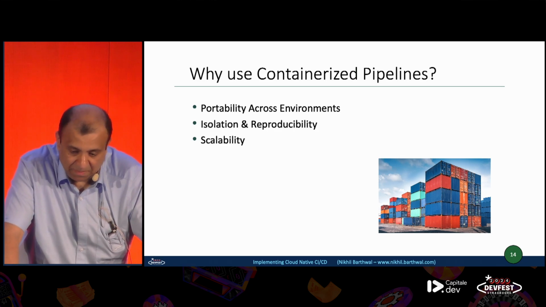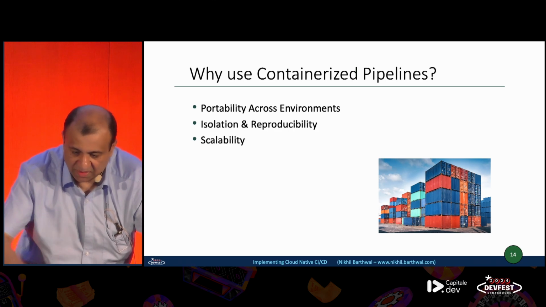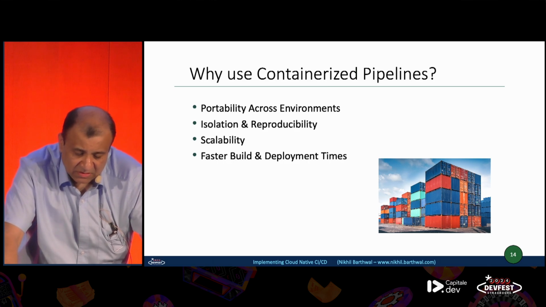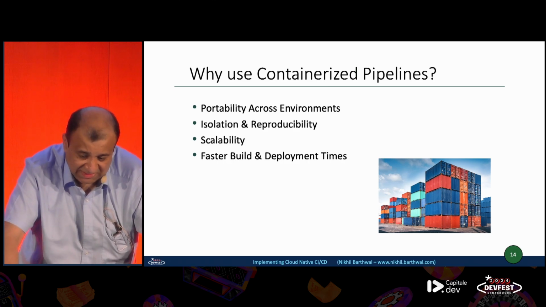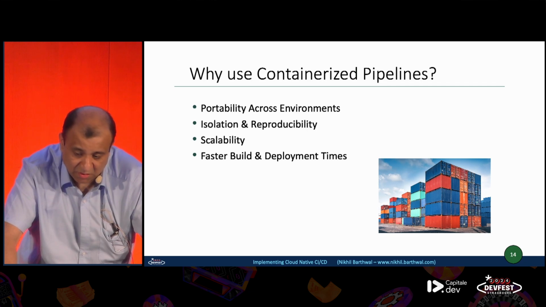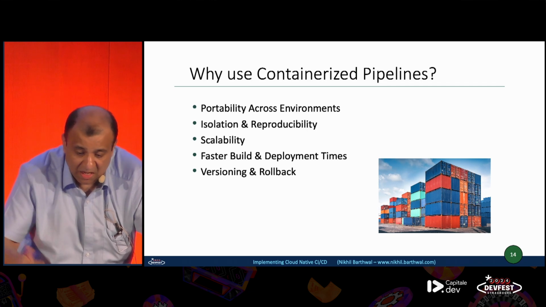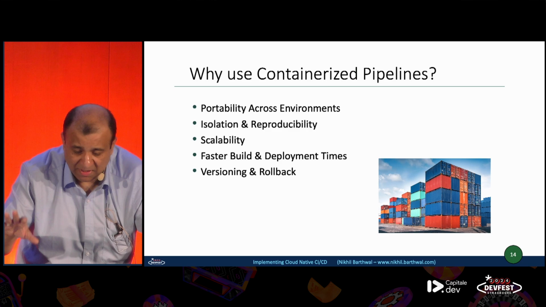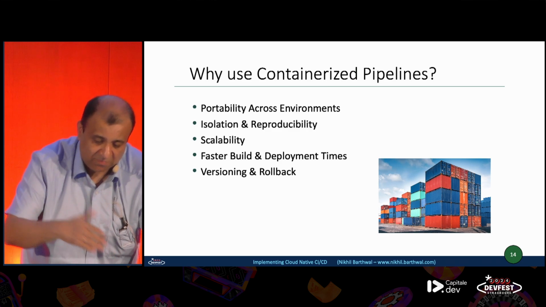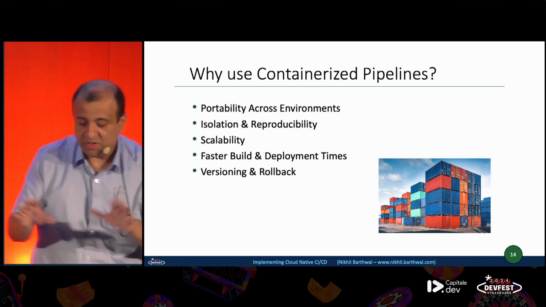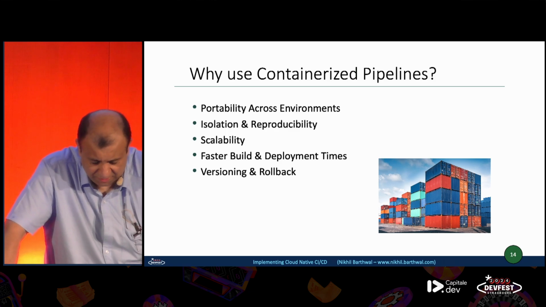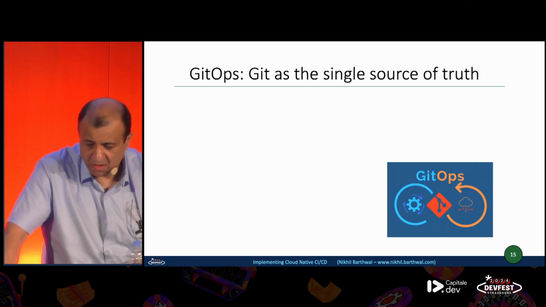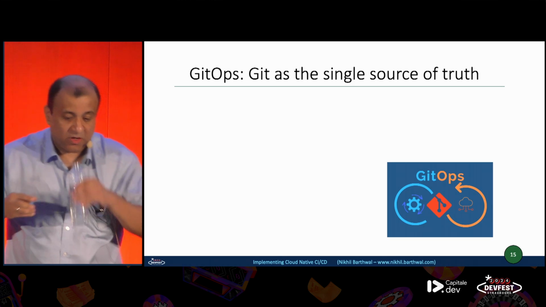You can scale them up and down because I can spin up a lot of containers. Above everything else, you have a lot of pre-built images, so I can have very fast build and deployment times with these containers. So there are several advantages of using containerized pipelines. And of course, because these pipelines follow the infrastructure as code paradigm, I can version them and roll back. Talking about the infrastructure as code paradigm, we move into GitOps.